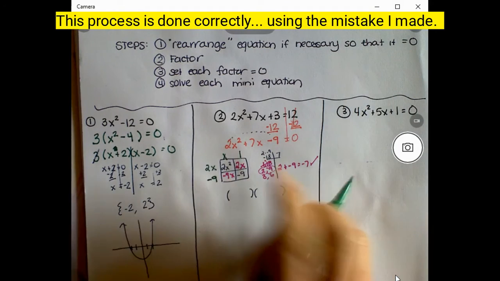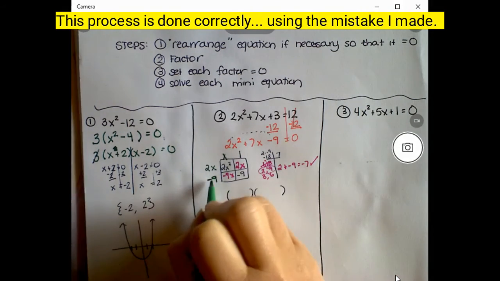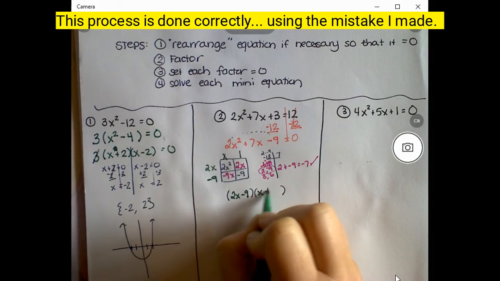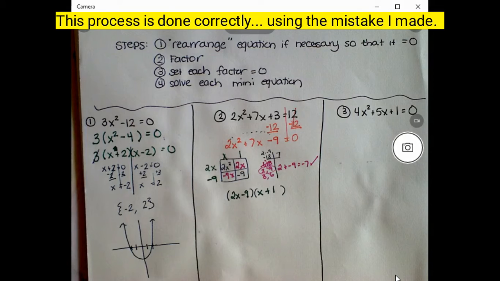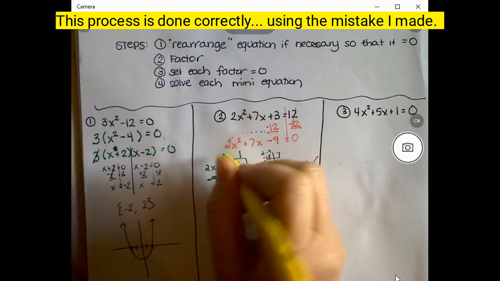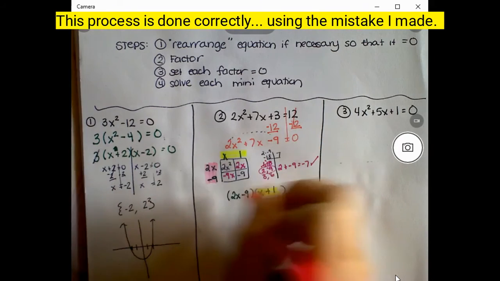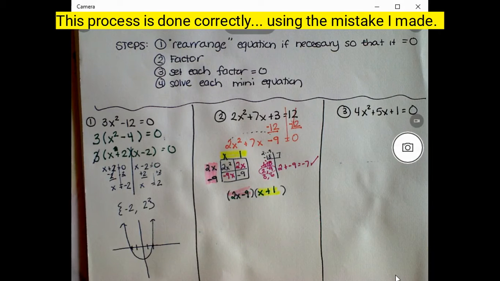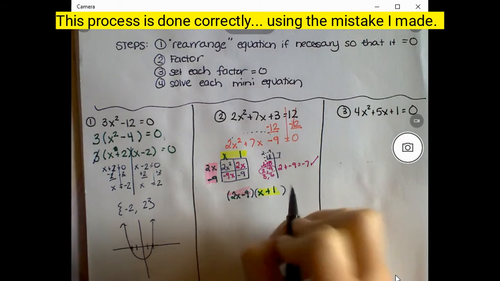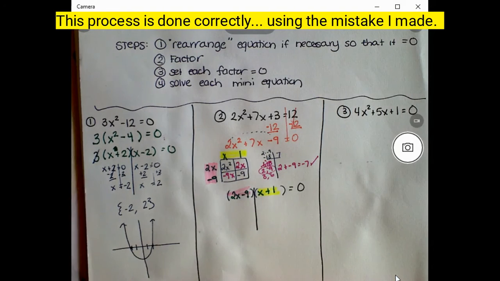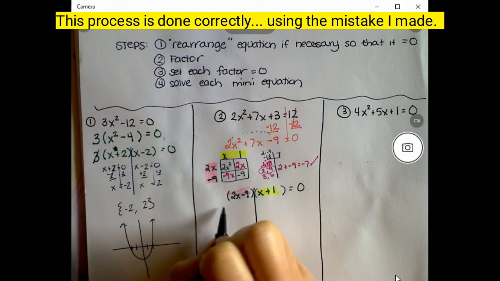Now we're going to write the answer. 2x minus 9, x plus 1. Okay, and just in case you're a little confused, I'm going to highlight x plus 1 right there, and 2x minus 9 there. All right, and remember, this was an equation to begin with. So we're going to put our equals 0 back, and step 3. Set each factor equal to 0.